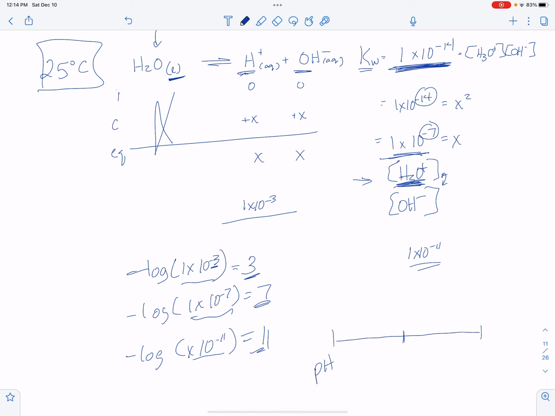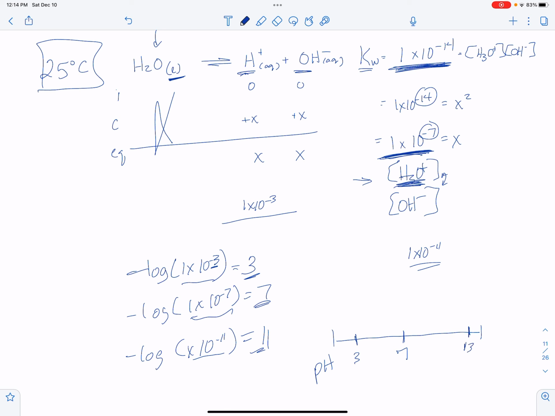We know that when everything is neutral, 1 times 10 to the minus 7th, the negative log of that is 7. That's when everything is neutral in the water. But if we put something in the water that reacts with the water and makes extra H3O plus, well, what does that mean? If you've got extra H3O plus, that means it's more acidic. And then let's say we react something with the water and we make something that makes a lot of OH minus. Well, then we're going to have a really tiny percentage of H3O plus, and that one's going to have a pH number like 13.